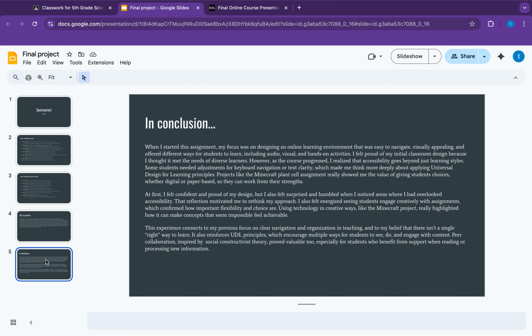It also reinforces UDL principles, which encourage multiple ways for students to see, do, and engage with content. Peer collaboration, inspired by social constructivist theory, provided value too, especially for students who benefit from support when reading or processing new information. And that will conclude my project.